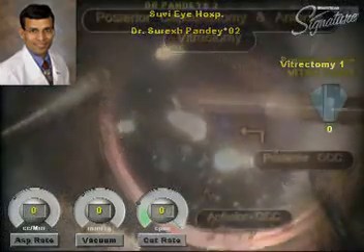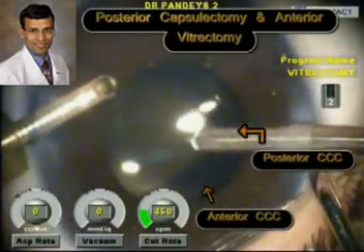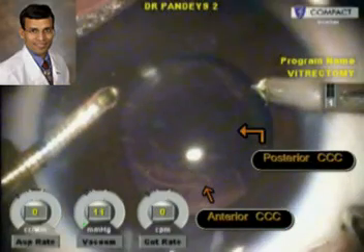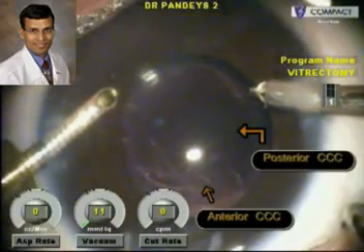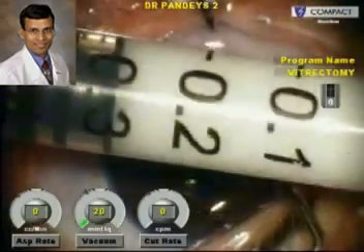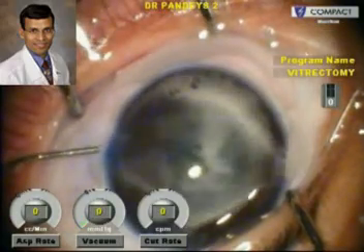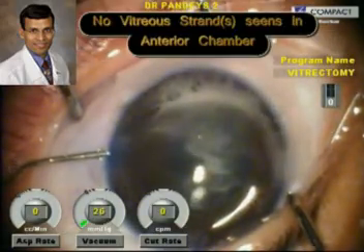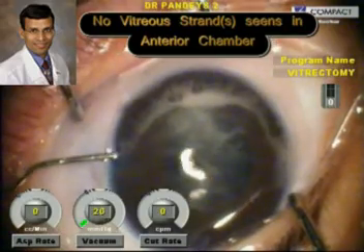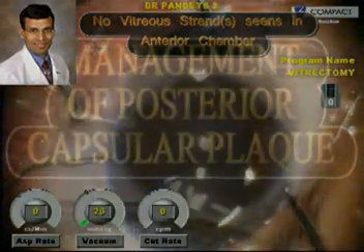Here we can see a posterior capsulorhexis that has been performed using a vitrectomy, and the anterior capsulorhexis which is much larger. Again, intracameral preservative-free triamcinolone is being injected into the anterior chamber to stain any vitreous strands, and here no vitreous strands are seen in the anterior chamber after washing out the triamcinolone.